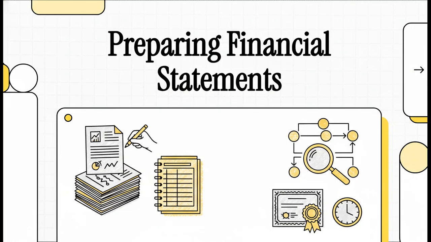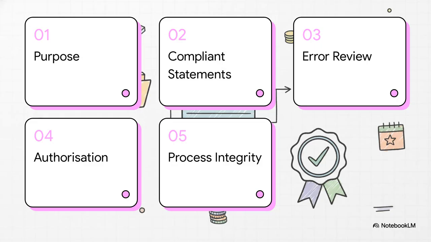This explainer details the process for preparing financial statements for non-reporting entities. We'll be adhering strictly to the methodology outlined in the official learning guide. Now, a non-reporting entity is one that isn't required to prepare general-purpose financial reports that comply with all accounting standards. This process ensures that even without that requirement, their statements are accurate, compliant with organizational policy, and provide real clarity for decision-making. Our agenda follows the logical sequence from the learning guide.